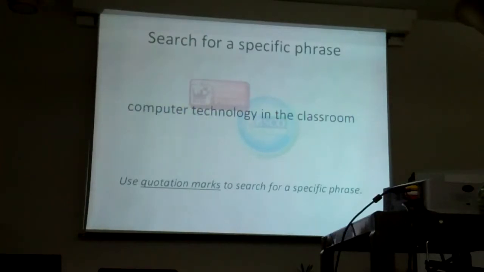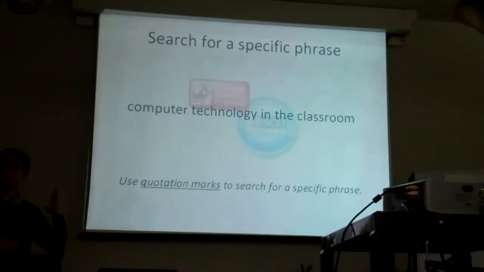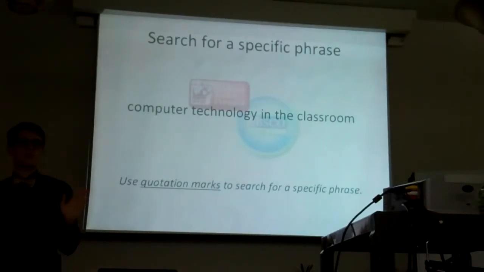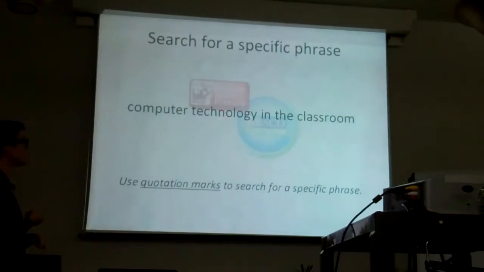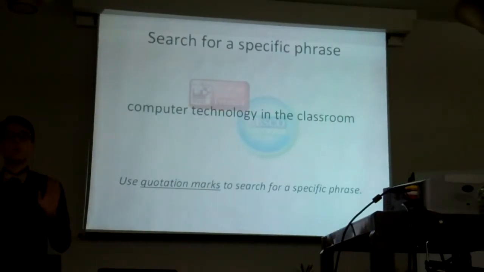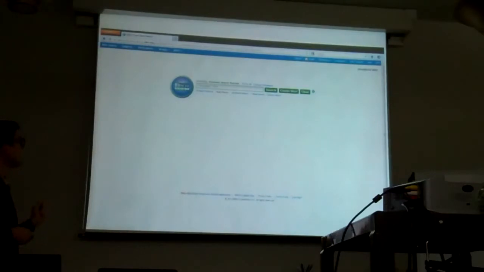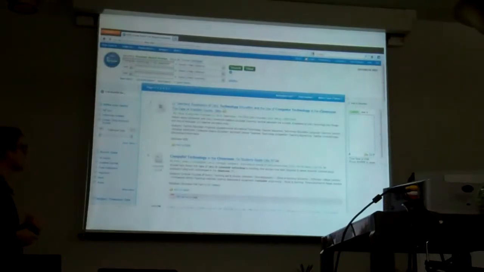So let's say we're going to search for the phrase computer technology in the classroom. If you were to just put that into the search mechanism of the database without the quotation marks, the database is going to return thousands of different results with the three keywords computer, technology, and classroom. But if we put that into our search engine of the database with quotation marks, the database will return results with that exact phrase in it. And you'll see here in our search results that the first two hits that we've received have computer technology in the classroom in the title.